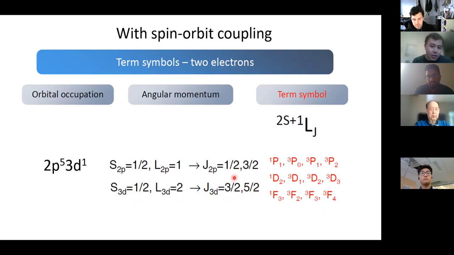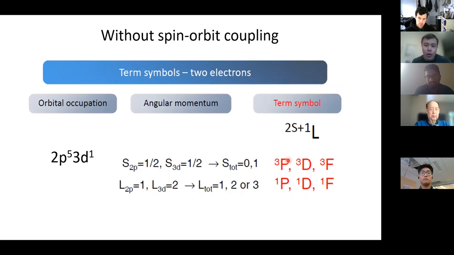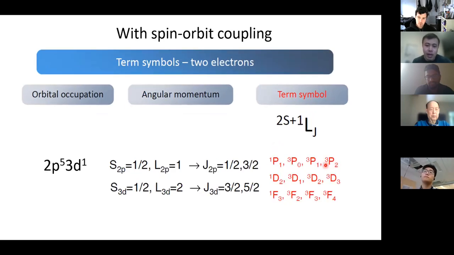Okay, now we actually have the different J values, and I hope you still remember that this J is also expressed as 2J plus 1, right? So the previous slide shows us that we have a PDF, and now we add a third notation to this term symbol. So instead of just having the multiplicity PDF, we also have the total angular momentum differentiating the different states.